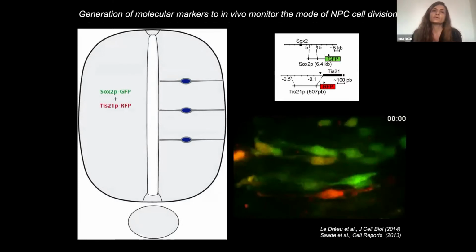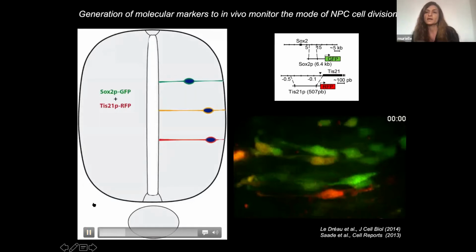So in the lab, we generated molecular markers to monitor in vivo the mode of neural precursor cell division. And these fluorescent markers are based on the activity of two promoters. The SOX2 promoter, which will become active once a division gives rise to at least one progenitor, and the TIS21 promoter that will become active when a division gives rise to at least one neuron. And the combination of the two reporters helps us follow each mode of division with a color code. The PP will be in green, the PN in yellow, and the NN in red.